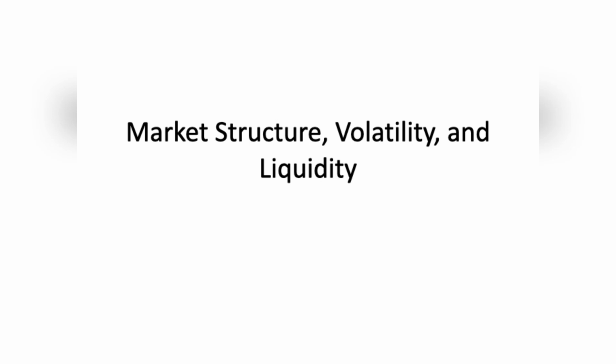To trade successfully, it's not enough to look at price charts, you need to understand the environment behind those prices. Market structure explains how trades happen. Volatility shows how fast prices move. And liquidity tells you how easily you can enter or exit trades. Let's dive into each one, starting with market structure.